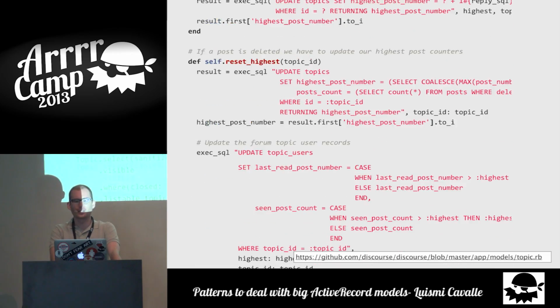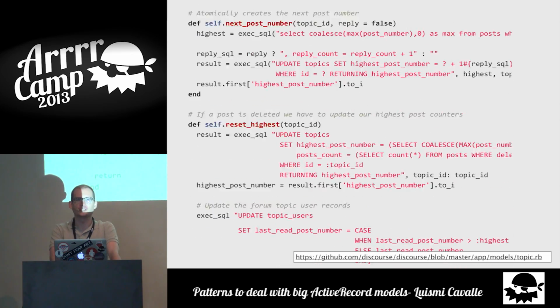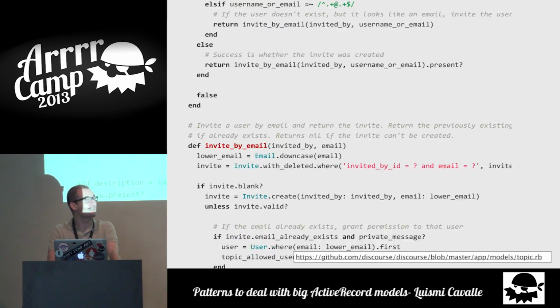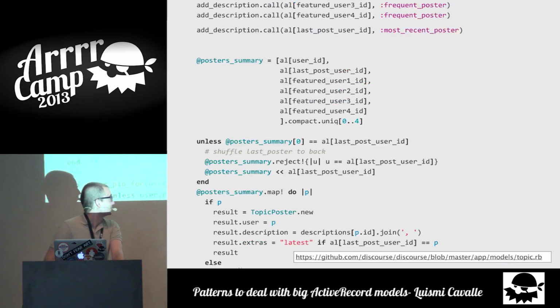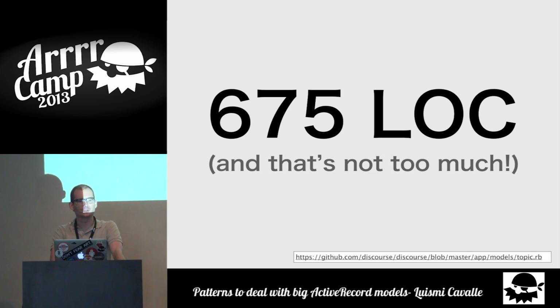All right, very big. But if you are Rails developers, chances are that you've got a few of these big boys in your laptops right now. Come on, Topic. There you go. 675 lines of code. And that's probably not too much. You know, some people claim to have seen models of several thousand lines of code.